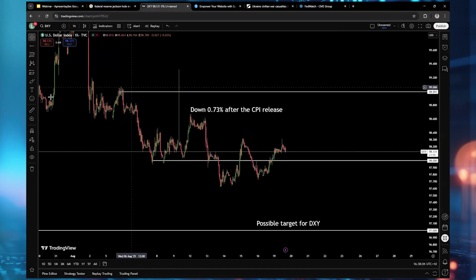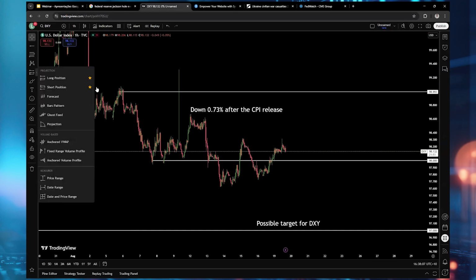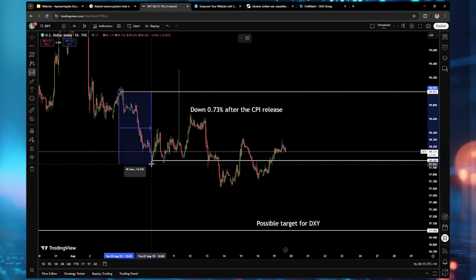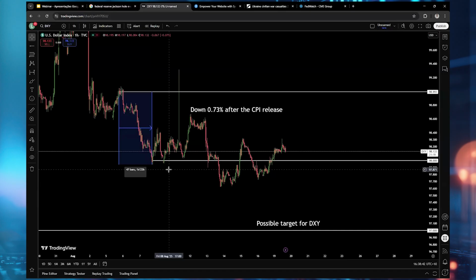So if we get from 99, from this pricing, to 98, it took 47 bars. So that means 47 hours, pretty much 2 days. So that could happen very quickly. As I just showed you, this is a 1 hour chart and it happened in 47 bars. So it's 1 day, let's say 2 days. So it happened pretty quickly.